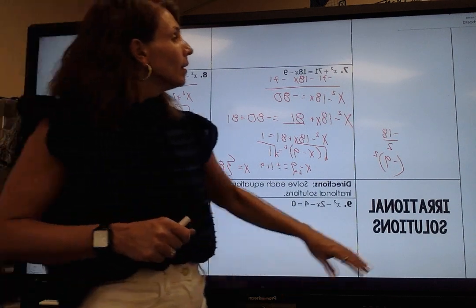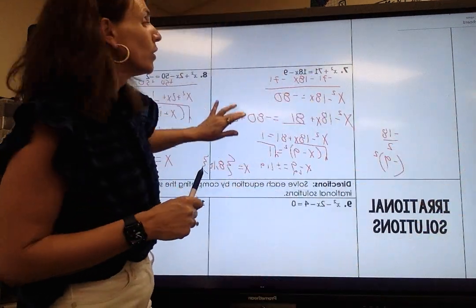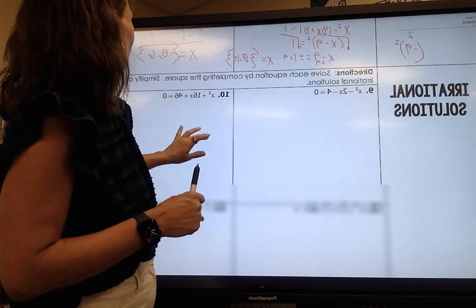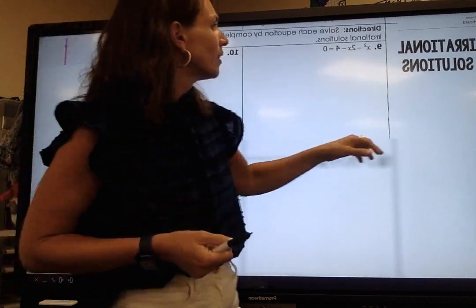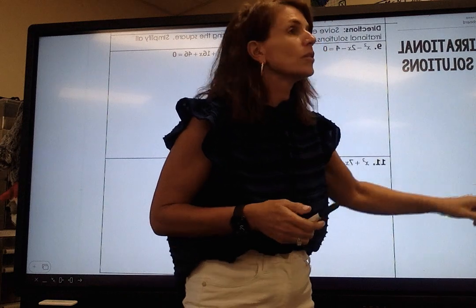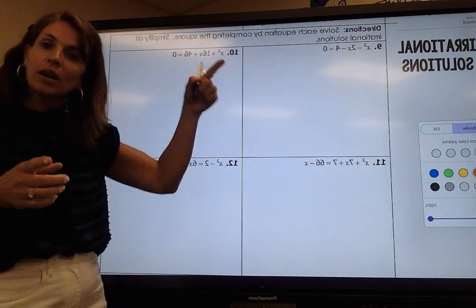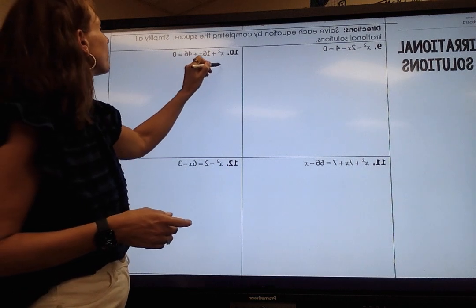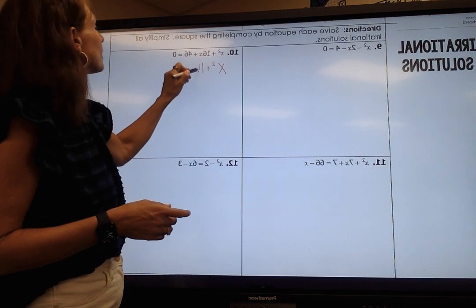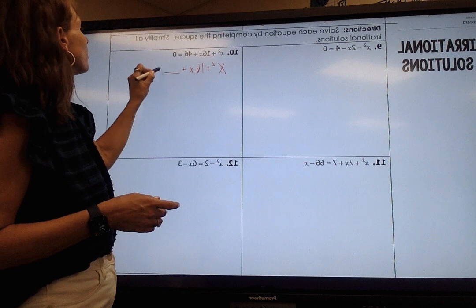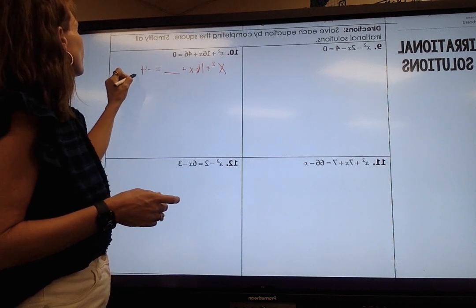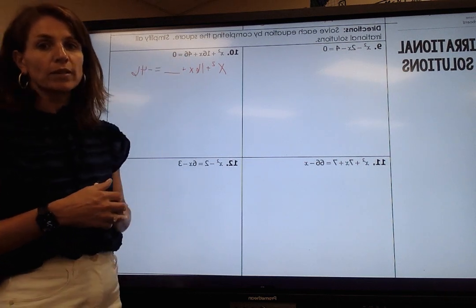Okay? All right, let's look at what happens when you have an irrational solution. Well, it's the same thing. We've been doing it. I'm just going to give you two examples. So let's take a look at number 10. Same thing, constant terms on the right-hand side, x² + 16x + something = -46. I just subtract 46 on both sides.